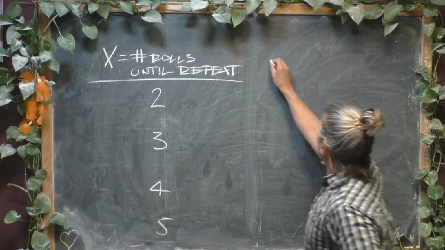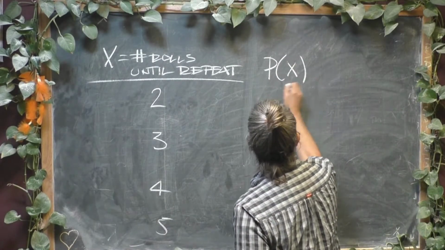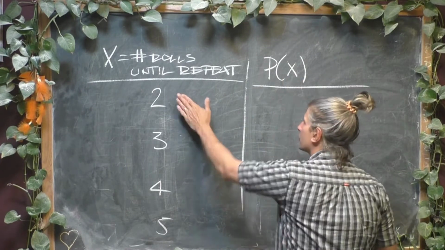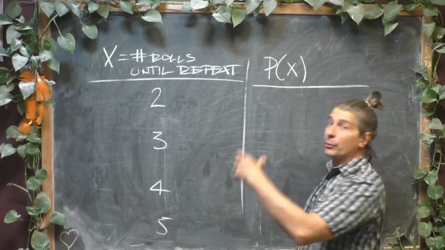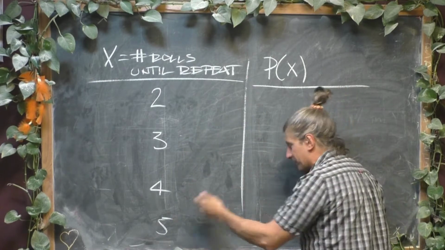Probabilities. So we're going to come up with the chances that this experiment takes 2 rolls, or that it takes 3 rolls, or that it takes 4 rolls, or that it takes 5.